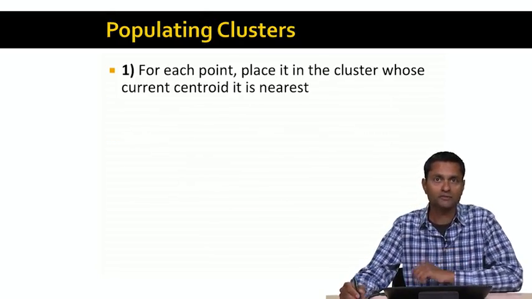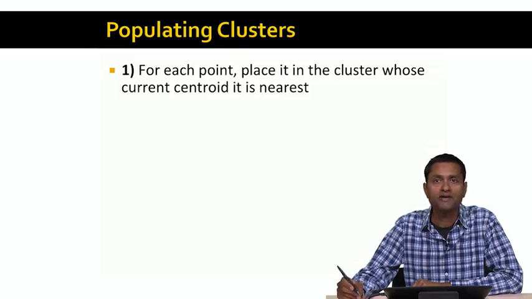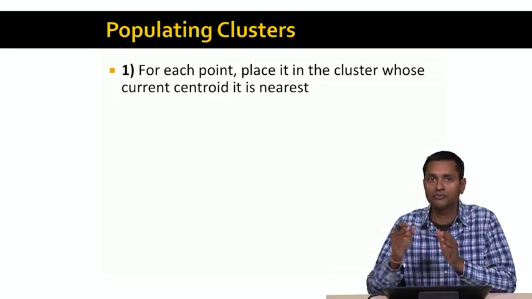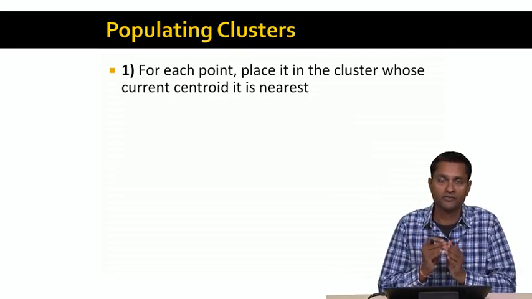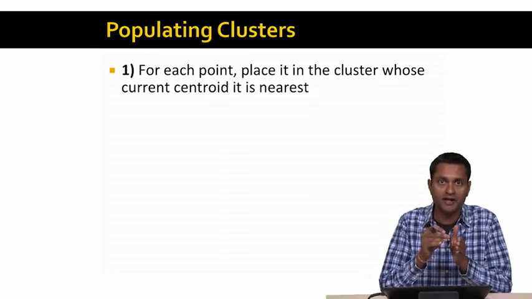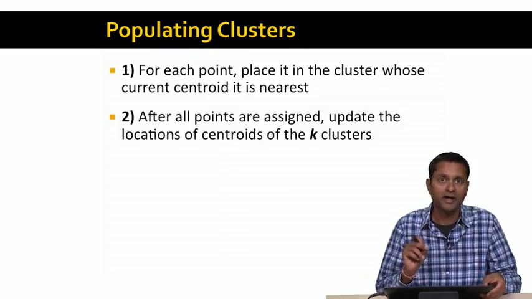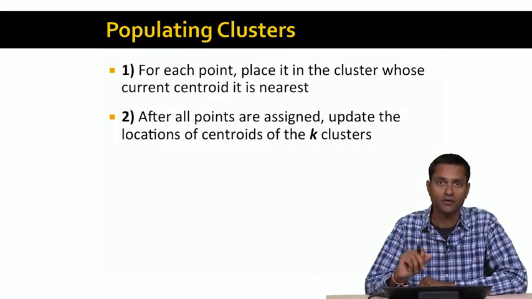Now that we have clusters populated with these k points picked at random, here's how we're going to proceed. We're going to go through all the points in our data set, and for each point, we're going to place it in the cluster to whose centroid it's closest. So we're going to find the cluster with the closest centroid to the data point, and then assign that data point to that cluster. And we're going to do this for each data point.